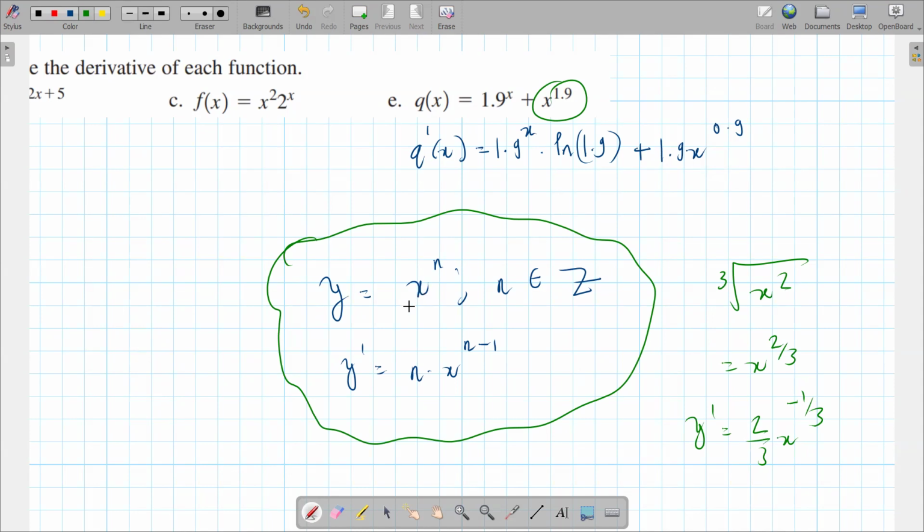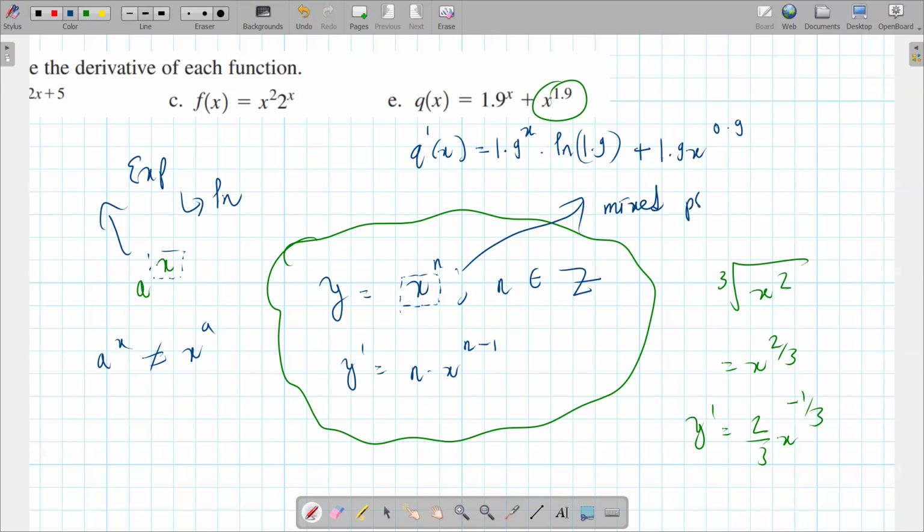Now don't confuse this with this. This is completely different. Here the variable in question is the base, whereas here the variable in question is the exponent. A to the x is not the same thing as x to the a or x to the n. Completely different functions. This is an exponential function. When you take the derivative, you have to use ln. This is a mixed, I'm just going to come up with a nomenclature here, a mixed polynomial function, which essentially means you can write it in this form, x to the power of n. Mixed because you can also write something like this in this form.